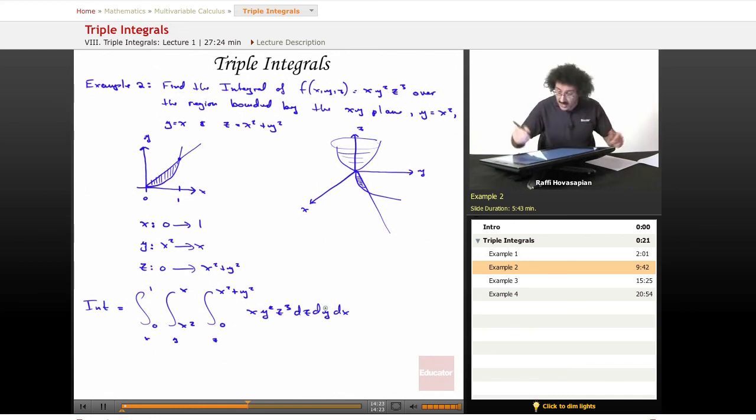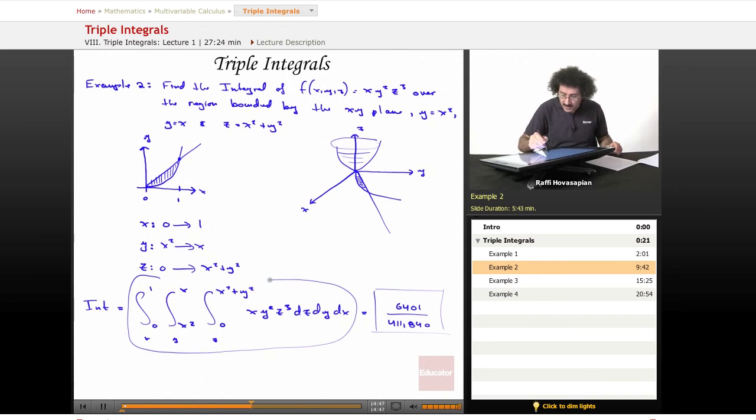That's it. And then when we put this into our math software, we get this really wacky number, but it is just a number. 6,401 over 411,840. That's it. Perfectly valid number. So the integral of this function over this particular region of space is this number. That's it.